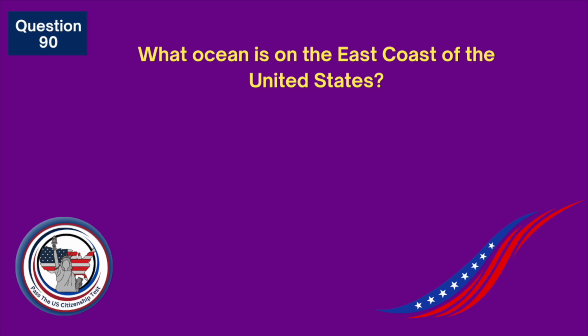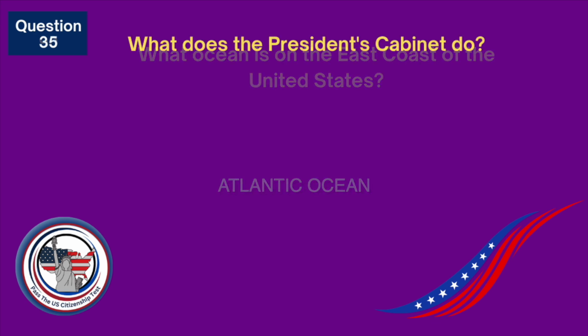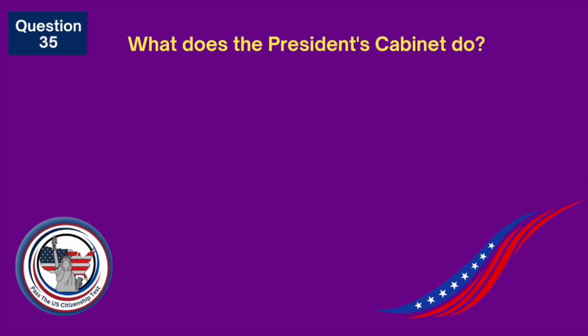What ocean is on the east coast of the United States? Atlantic Ocean. What does the President's Cabinet do? Advises the President.